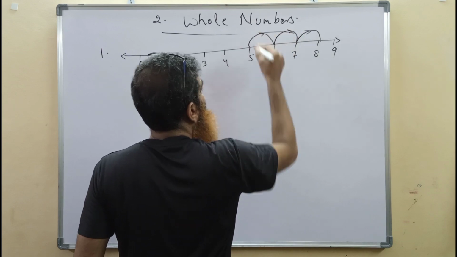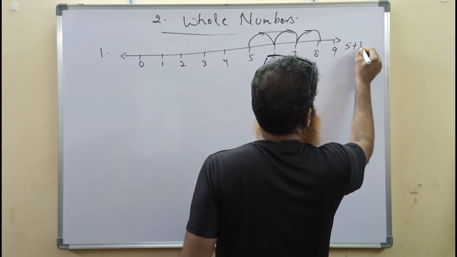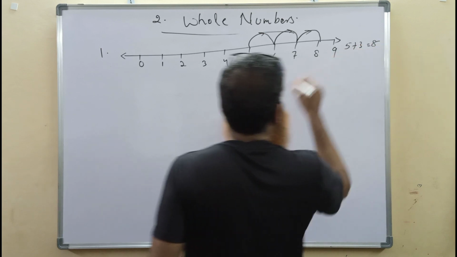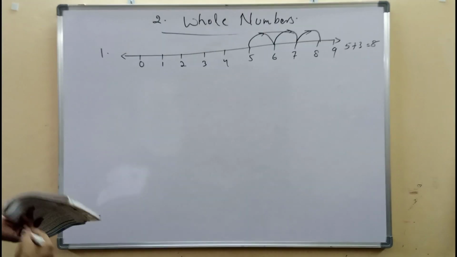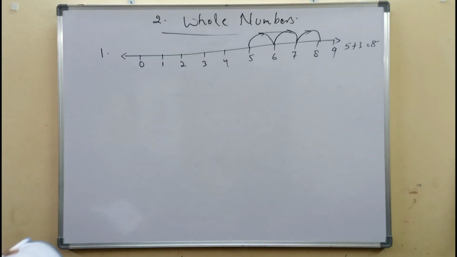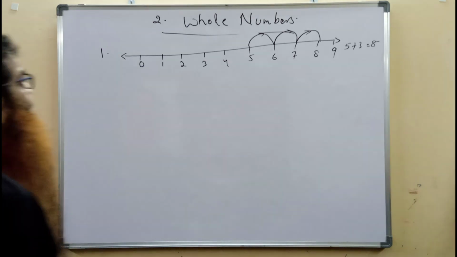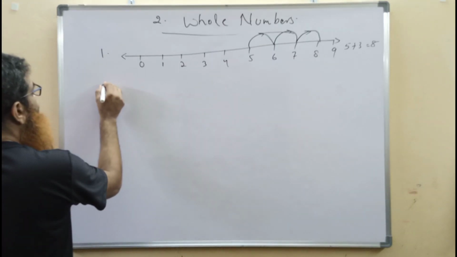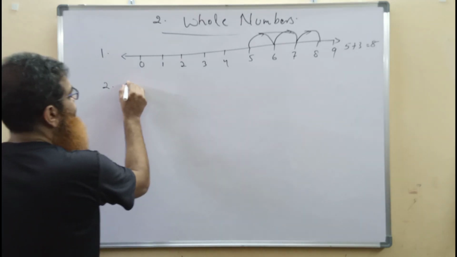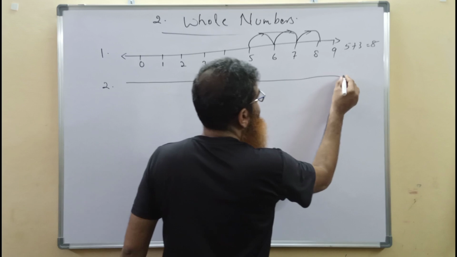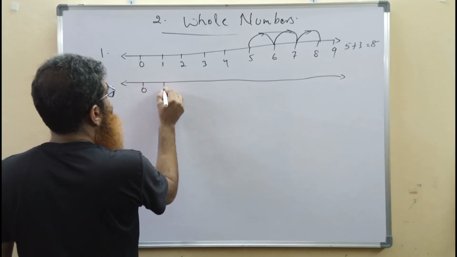We are doing addition. So we end up at 8. 5 plus 3 is equal to 8. So it's shown here. We are jumping 3 times to the right and ending up at 8. When we add, we go towards the right on the number line from the number we begin. Second one, 5 minus 3.